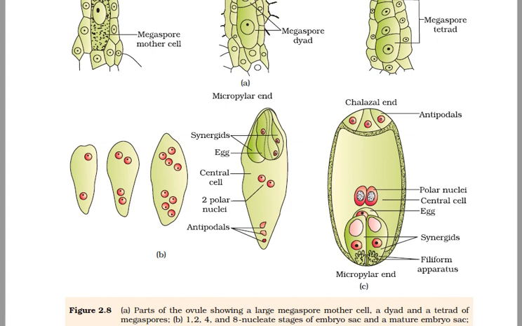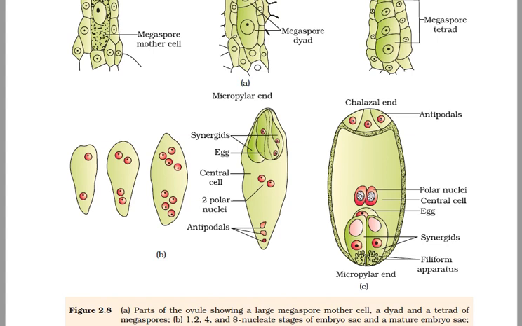I repeat, see the figure carefully. The central cell is formed, which contains 2 nuclei. These 2 nuclei come together as polar nuclei. They are also termed as secondary nucleus. I had given some introduction to this in your class 11th also, but here I am telling you in detail.